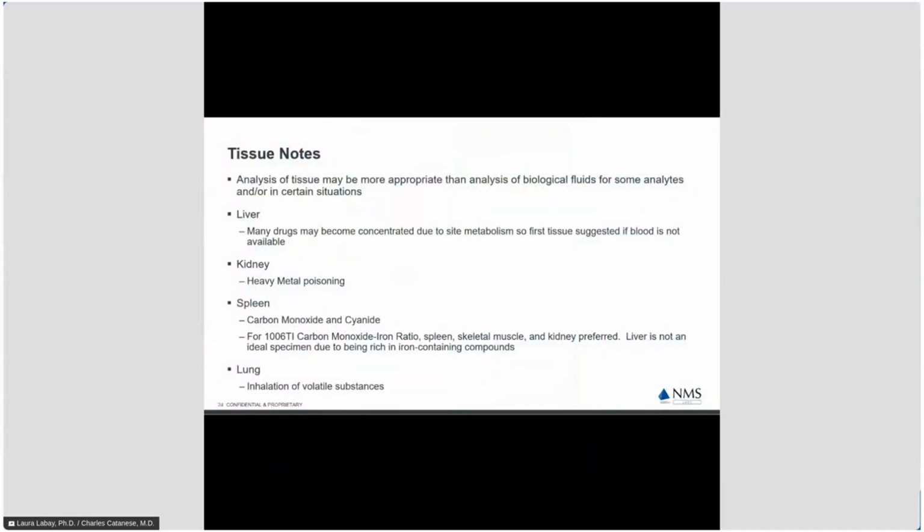For this section, we're going to be talking about the utility of different tissue types and their collection. In some cases, the analysis of tissue may be preferred. That would happen in some situations when there's insufficient volume of blood to do the testing, we may start screening in a tissue sample and hold the blood sample for any confirmation testing.